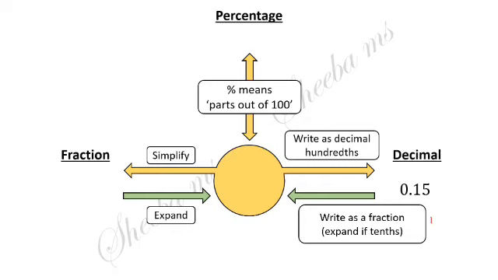Now let us take another example, 0.15. 0.15 means 15 by 100. And 15 by 100 means 15 percentage. And now as a fraction, by which number can we divide this? We can divide it by 5. There are 3 5s in 15. There are 20 5s in 100. So 3 by 20.